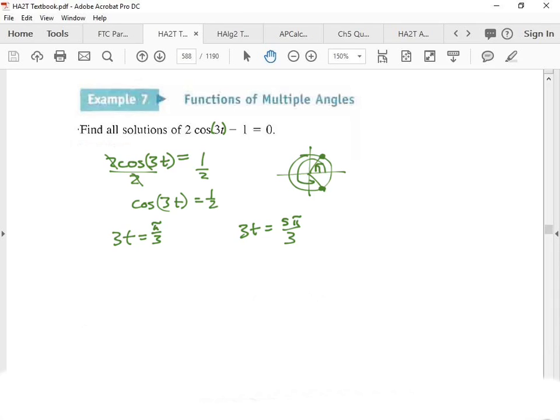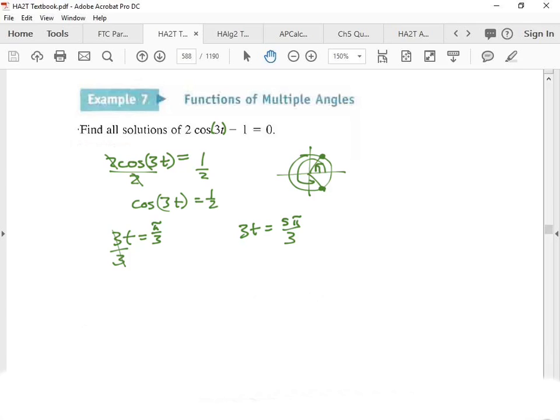Okay, well 3t is the inside of cosine, right? So we have to find out what t is so that we get pi over 3. Do you guys know how to do that? How do we get t alone? Divide by 3.